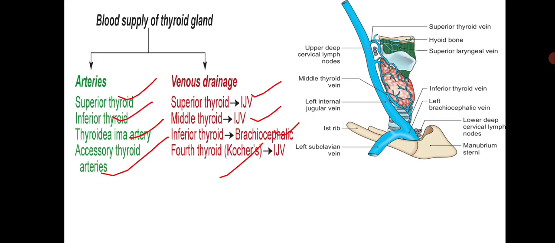So you can take a screenshot of these flowcharts, and the relevant diagram is also there along with the flowcharts. So these are all the morphology and gross anatomy of the thyroid gland.